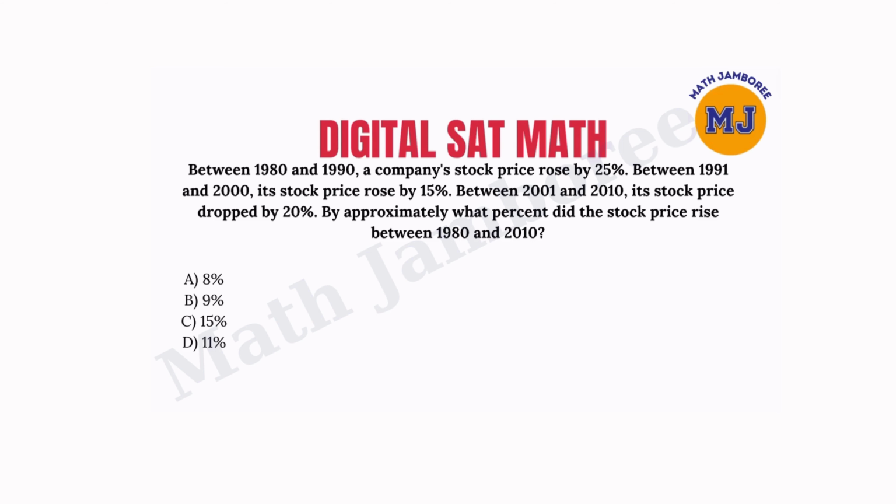Between 1980 and 1990, a company's stock price rose by 25%. Between 1991 and 2000, its stock price rose by 15%. Between 2001 and 2010, its stock price dropped by 20%. By approximately what percent did the stock price rise between 1980 and 2010? A is 8%, B is 9%, C is 15%, and D is 11%.